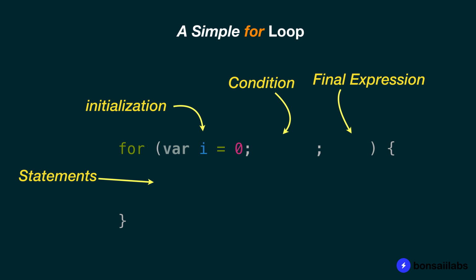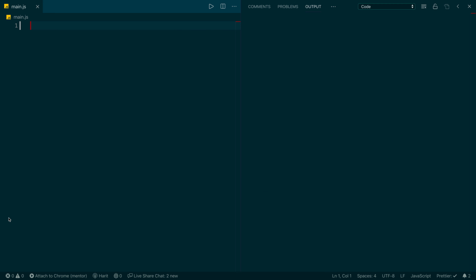Let's say we create a variable called i with the initial value of 0. Before any code is executed in the loop, a condition is checked. So in our example, we check that the value of i should be less than 10. And after every loop execution, the final expression is evaluated. So we increment the value of i after every loop. Right now in the statements, we are printing the current value of i in the loop. Let's see that in action. So let's create our for loop now.